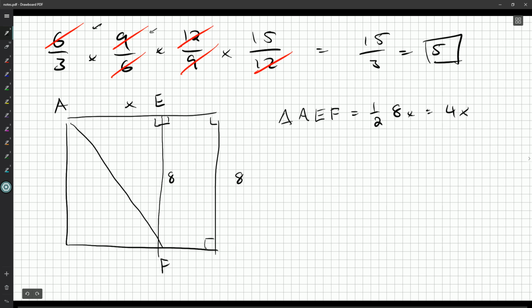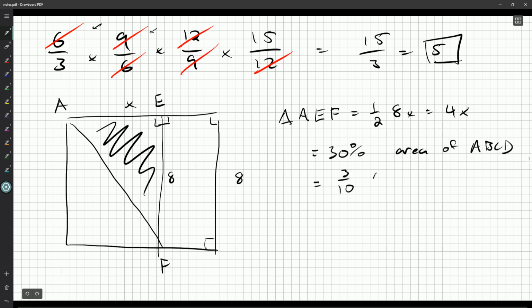Now, why am I doing this? Why do we care about this height here? Well, the only other thing that we are told in the question is that this area of the triangle is 30% the area of the whole square, which, being an 8 by 8 square, is 64. So 30% or 3/10 of 8 squared, which is 64. This gives us a nice way that we can work out 4x.